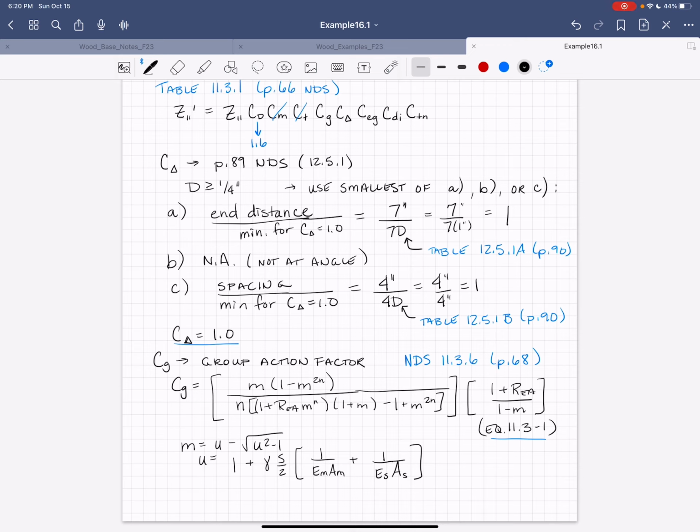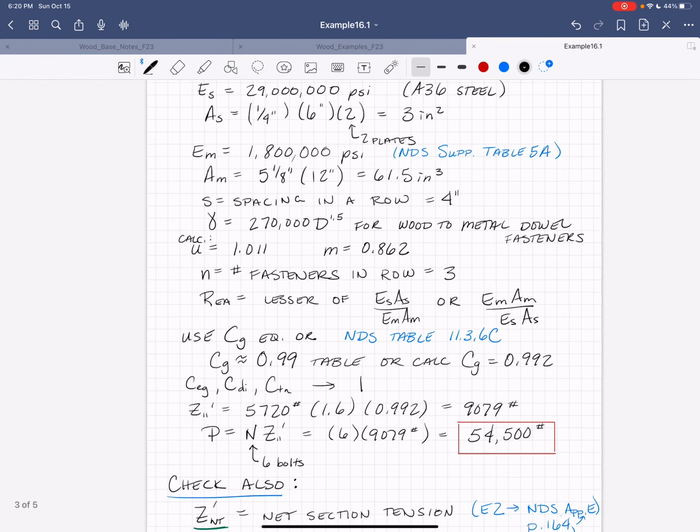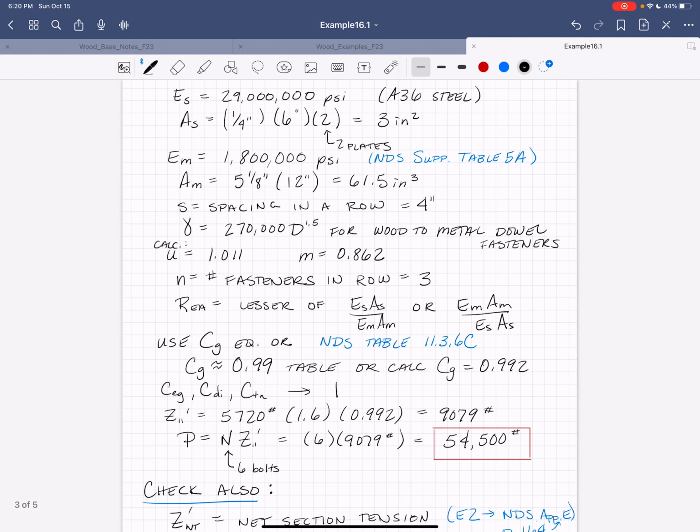But in that equation, there are m values, which come from u values, and so you have a couple of nested equations here. What we need is the u value, which is how we find m, and then finally c sub g. The u value depends on the E value and the A value for the main member and the secondary or attached member, the side member. Okay, so we'll look at these, and gamma here is also in the same part of the code, and it's just given for different types of wood to wood, wood to metal connections, etc.